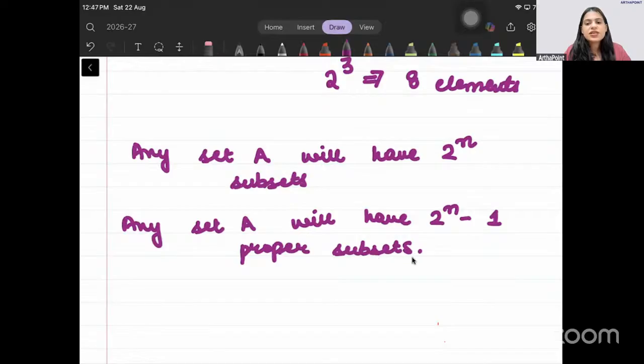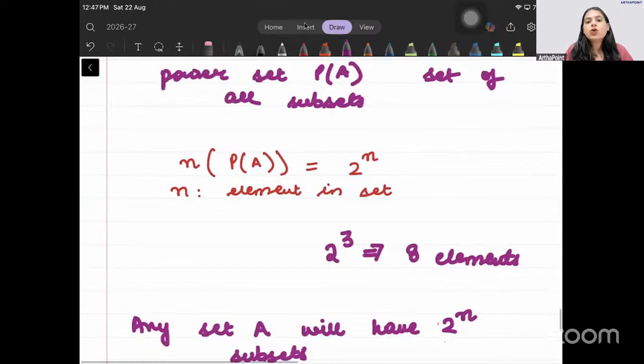There is nothing called an improper subset. We just define that as an equal set. Either something will be equal or something will be a proper subset. Power set again. A power set is just saying that we find all the subsets of a set and write them together. मैं सारे subsets को एक साथ लाके उनको लिख रही हूँ. That becomes a power set.